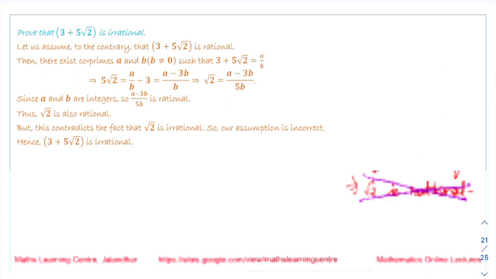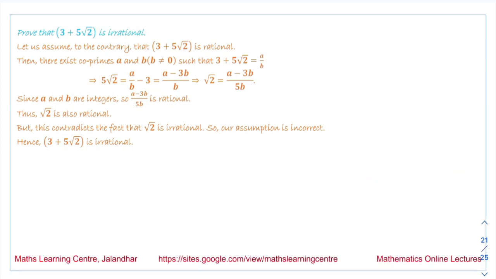Next we have to prove that 3 plus 5 root 2 is irrational.